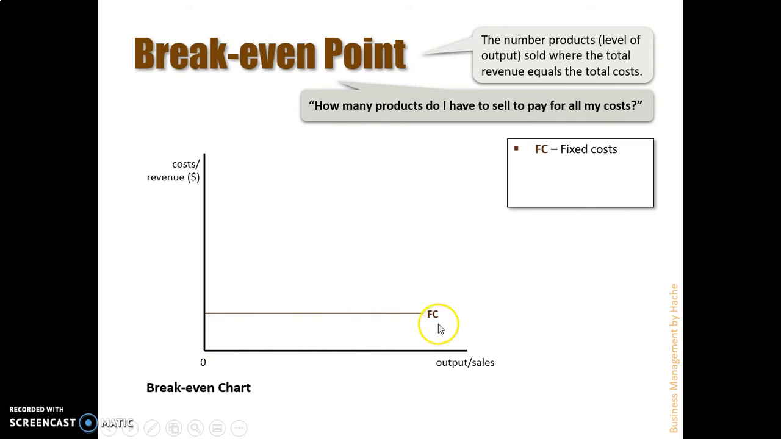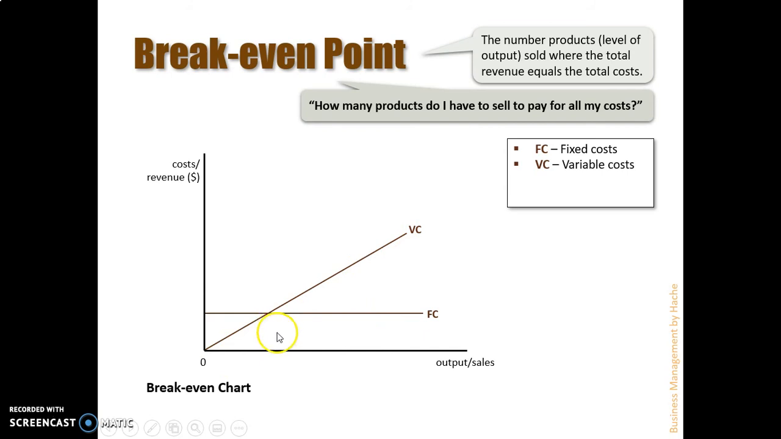It doesn't change. On the other hand, the variable cost will have to start from 0 and will grow depending on the number of products that we are making. So the more we make, the higher the line. It will be one like this. This is a line to show the variable costs. Okay, fixed costs, variable costs, we have the two together now.